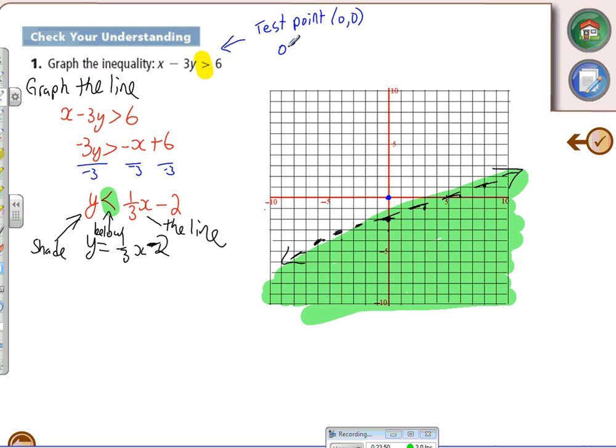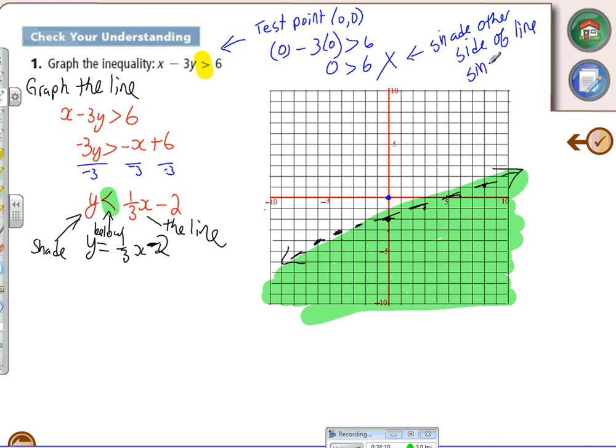0 minus 3 times 0, is that greater than 6? Is 0 greater than 6? No. If it's not true, you don't shade that area, so you shade the other side of the line.